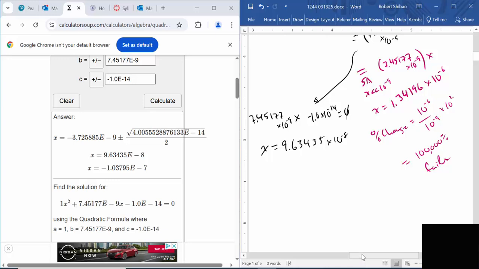You can see the simplifying assumption is way off. The simplifying assumption gave us an x value of 1.3 times 10 to the minus 6. And here we get 9.6 times 10 to the minus 8. The simplifying assumption is way off because the percent change was way too big. So it was destined to fail.